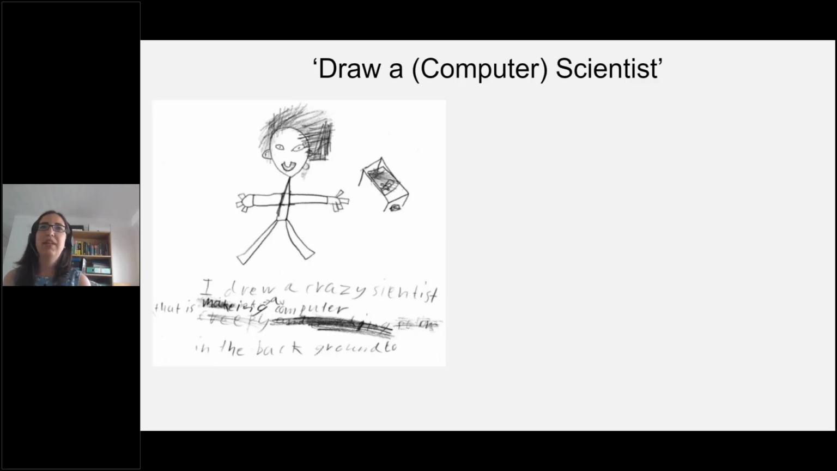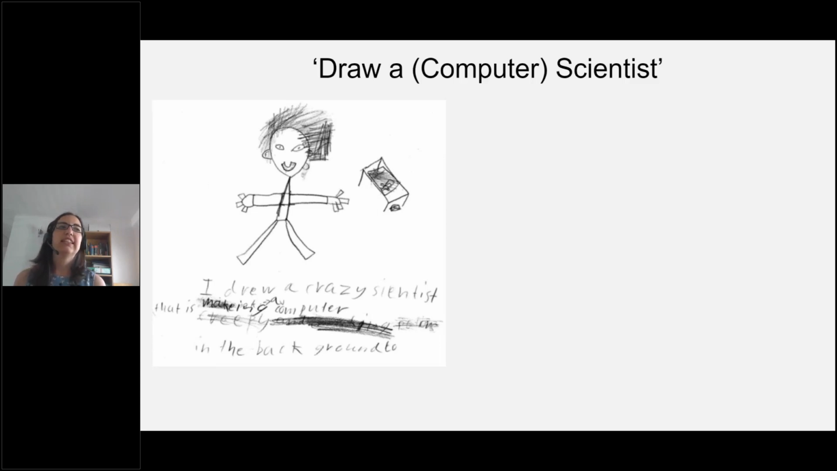And you can see this picture that's been taken from the study by Pantich. Should say all the studies I'm talking about are in the reference list at the end of the slides. So this picture was drawn. It says, I drew a crazy scientist. That is a computer in the background, just in case you can't read that. And this study was done with 10 to 14-year-olds. And they drew a computer scientist, and then those drawings were coded in relation to different elements.